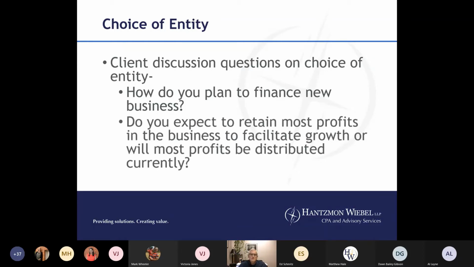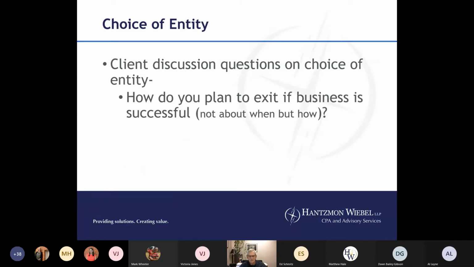Does the client expect to retain most of the profits in the business to facilitate growth, or will most of the profits be distributed currently? If it's a professional practice, for example, of doctors or attorneys, then most of the profits are going to be distributed currently. Whereas if it's some type of business that takes a certain amount of capital, then they may just distribute just enough to pay the taxes, and then keep everything else inside the corporation.